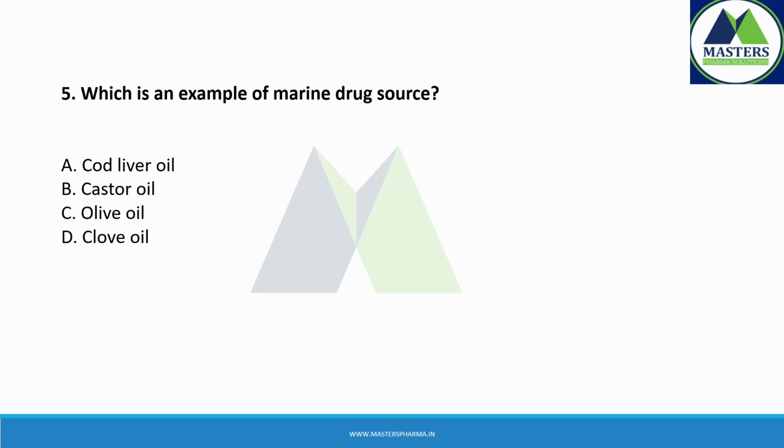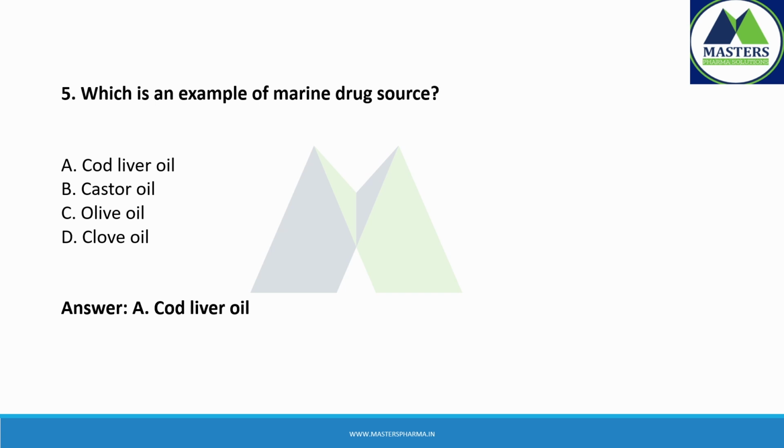Which is an example of a marine drug source? Options: cod liver oil, castor oil, olive oil and clove oil. The correct option is option A, cod liver oil. Cod liver oil comes from the liver of cod fish, making it a marine drug. It is an animal drug source as it is directly obtained from organisms living in the sea.